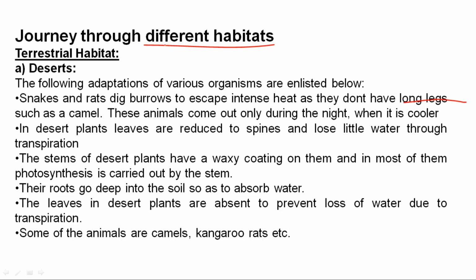We'll see different habitats, one is terrestrial and another one is aquatic. So terrestrial habitat, that is deserts. Number 1 is desert. The following adaptations of various organisms are enlisted below. Snakes and rats dig burrows to escape intense heat as they do not have long legs.